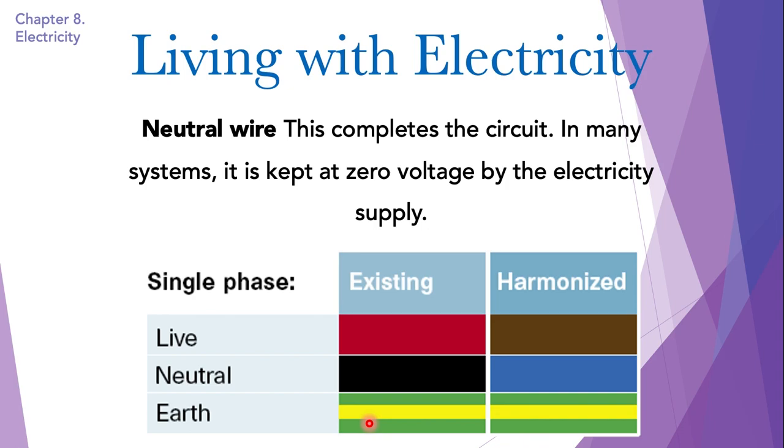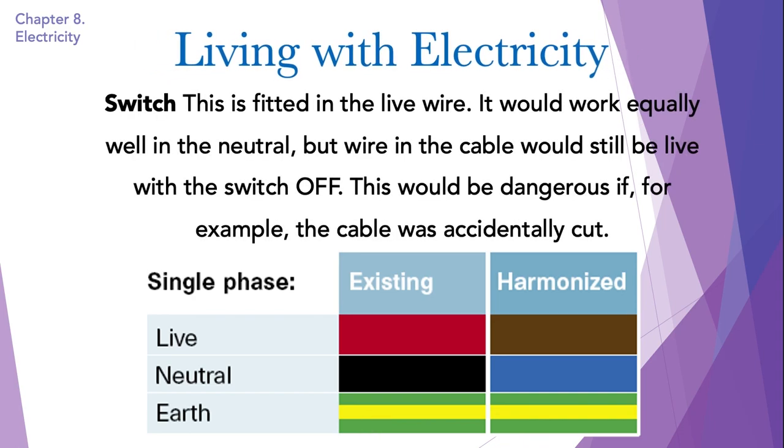Then we have the switch. This is fitted in the live wire. It would work equally well in the neutral, but the wire in the cable would still be live with the switch off. So this would be dangerous if, for example, the cable was accidentally cut. So if we fit the switch in the neutral wire, the cable would still be live with the switch off. You don't want to be electrocuted, right? So the switch is fitted in the live wire.